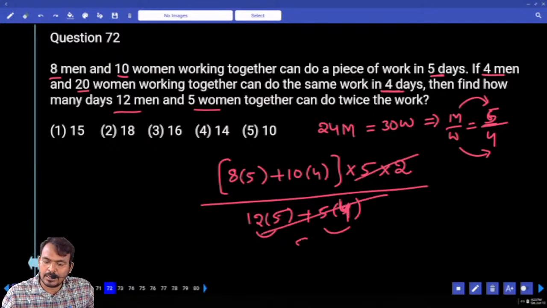5 times 2 is 10, and here how many times? 8 times. 8 times 5 is 40, 10 times 4 is 40. Total 80. 80 by 8 means 10 days.